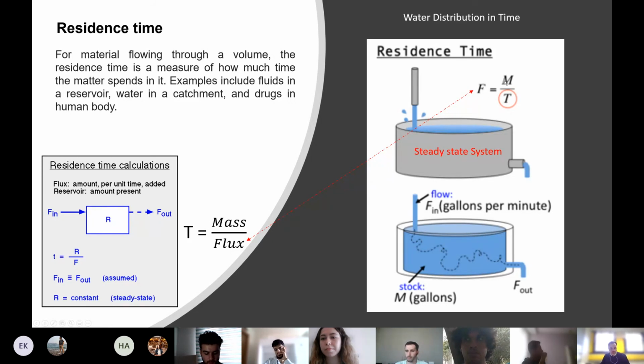M is mass of water and T is time. Therefore, flux is mass per unit time. Now we know the concept of steady flow. Our system is steady state. Steady state means no variation at the elevation of the water in the tank by time. The elevation is constant. So you need to find residence time.